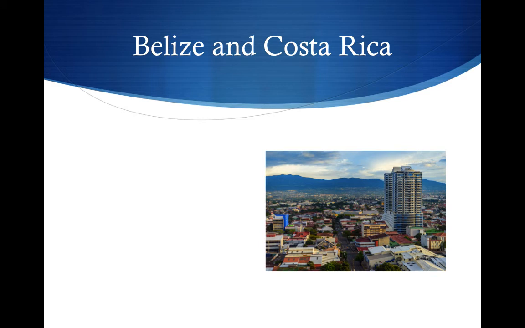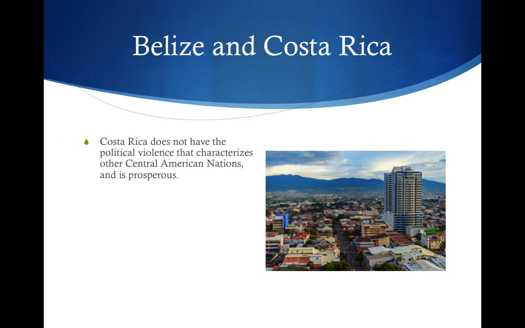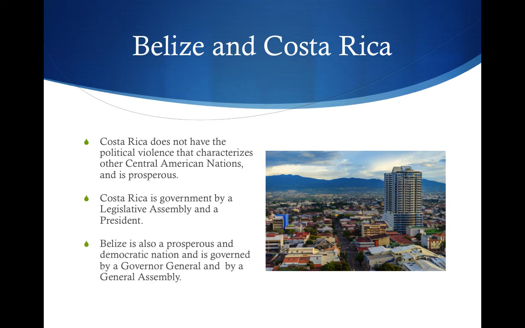Belize and Costa Rica. Costa Rica does not have political violence that characterizes other Central American nations, and it is prosperous. Costa Rica is governed by a legislative assembly and a president. Belize is also a prosperous and democratic nation and is governed by a governor general and a general assembly.